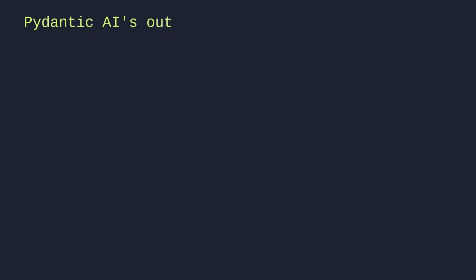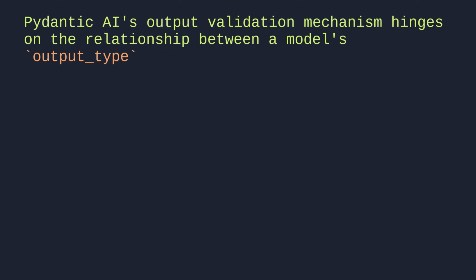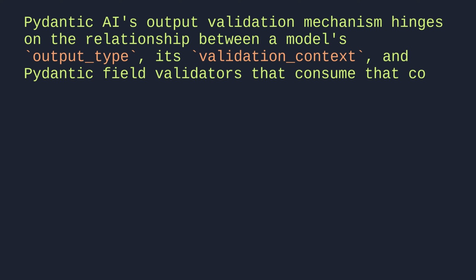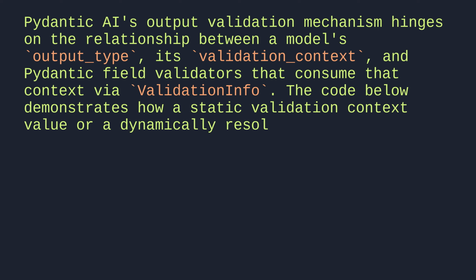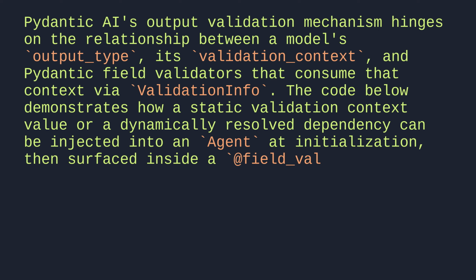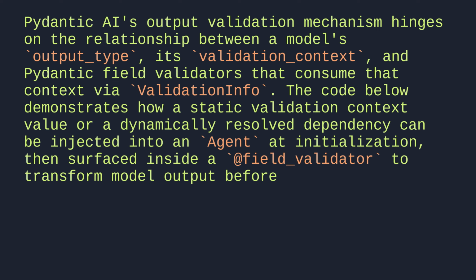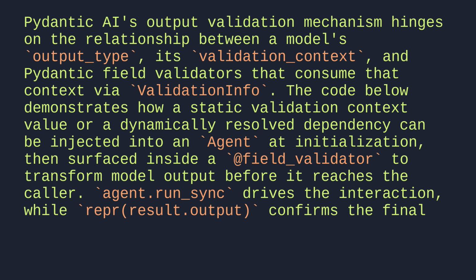Pydantic AI's output validation mechanism hinges on the relationship between a model's output type, its validation context, and Pydantic field validators that consume that context via ValidationInfo. The code below demonstrates how a static validation context value, or a dynamically resolved dependency, can be injected into an agent at initialization, then surfaced inside a @field_validator to transform model output before it reaches the caller. Agent.run_sync drives the interaction, while result.output confirms the final adjusted value.